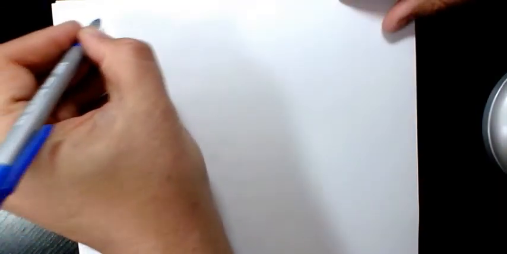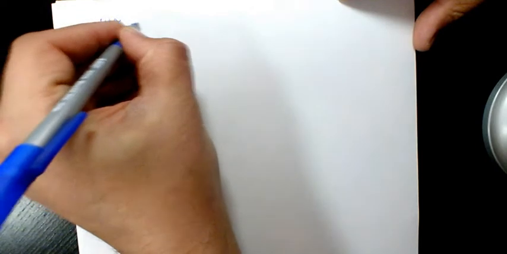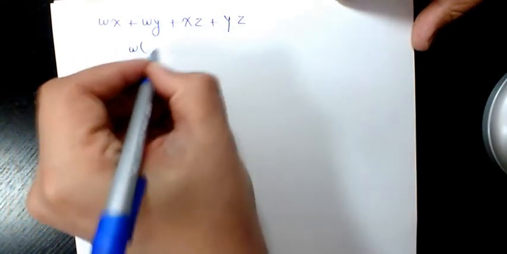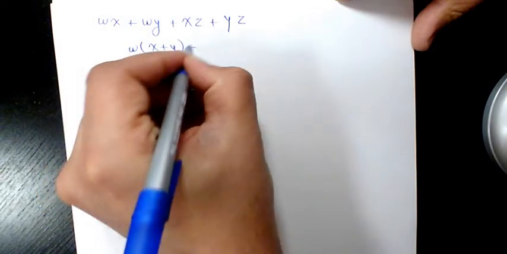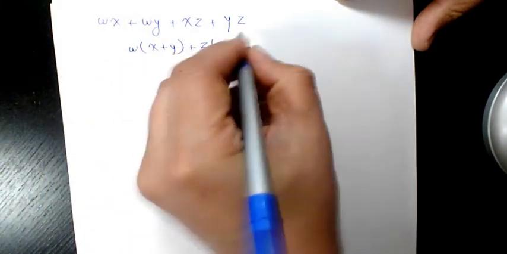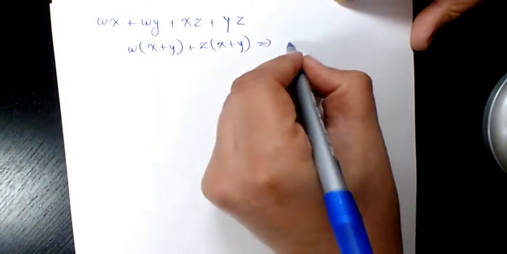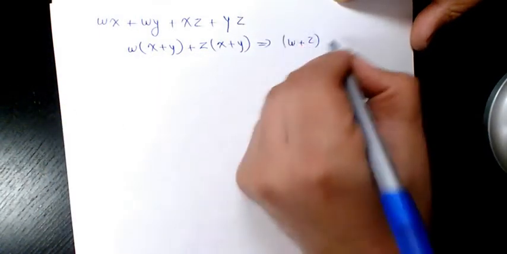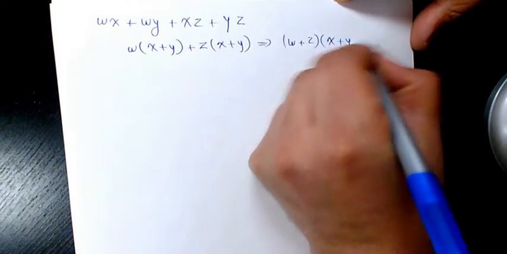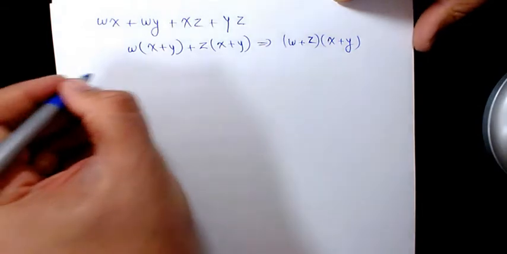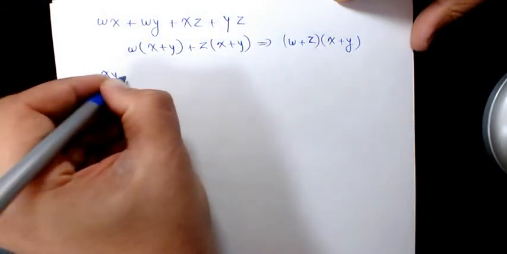Next one, it is wx plus wy plus xz plus yz. So here you can factor w, so it's going to be x plus y, and here you can factor z, so it's going to be x plus y. Therefore you can say w plus z times x plus y. That's the factored form.